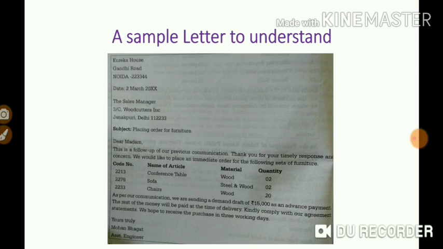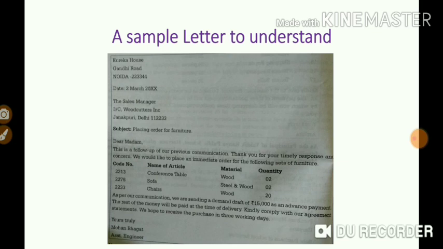If you try to find out who has written this particular letter, this letter has been written by Mohan Bhagwat, come to the bottom, assistant engineer. And his address is Eureka House, Gandhi Road, Noida, 223344. Next comes the date. Again, you come to the date format. You can find it here very clearly mentioned, 2 March 2019, 20, 21, whatever so.